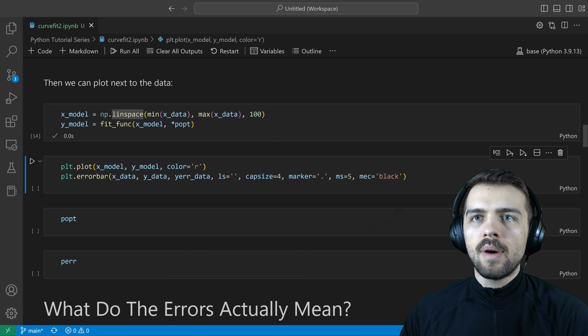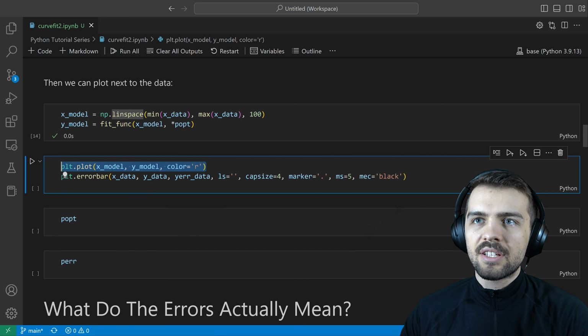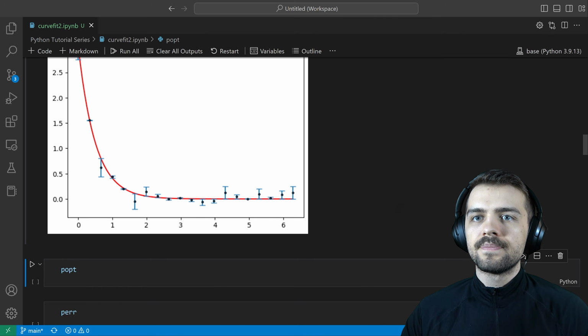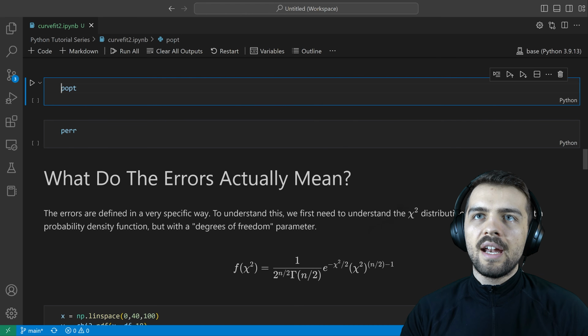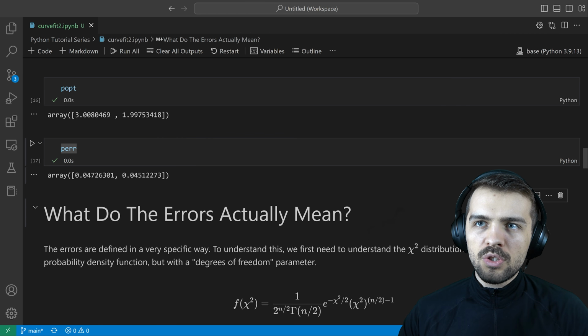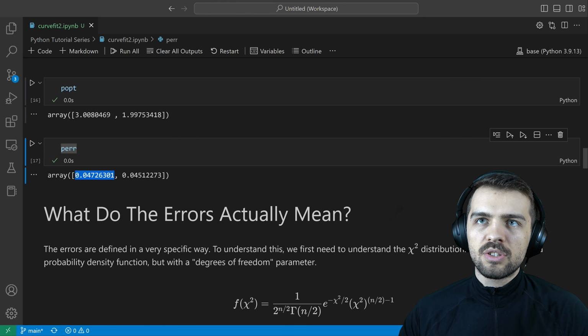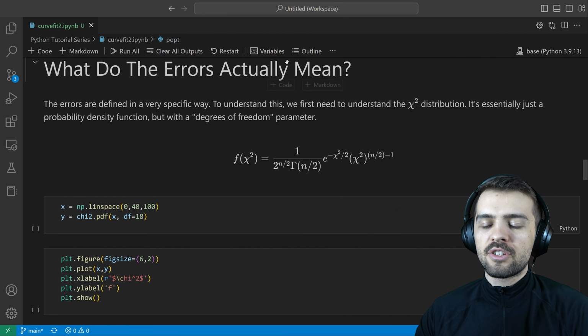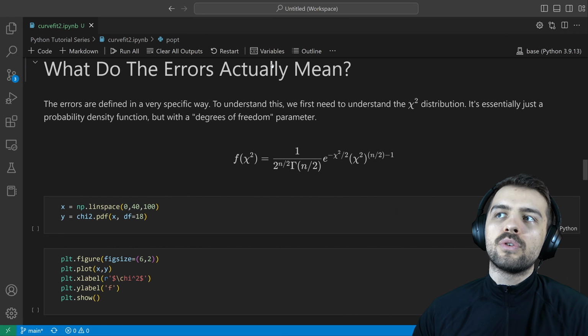So I got my x model and y model, then I plot the model next to the data. This is the same plot that I made before. And you can see I have my data next to my best fit model. And of course, these are my optimal parameters, and this is my error. So the question is, what do these errors mean with respect to these optimal parameters? So the question then is, what do these errors actually mean? It's interpreting them that's difficult.